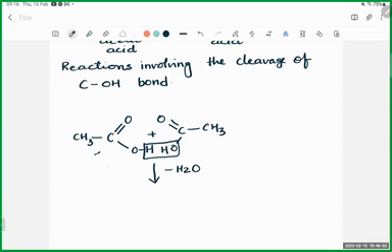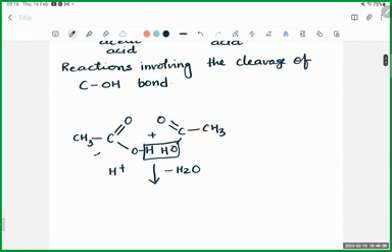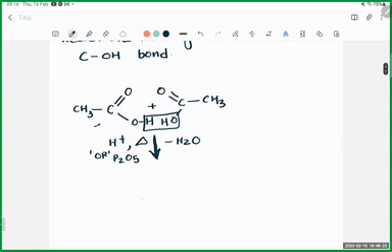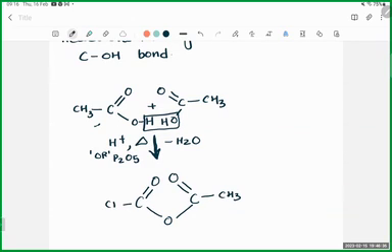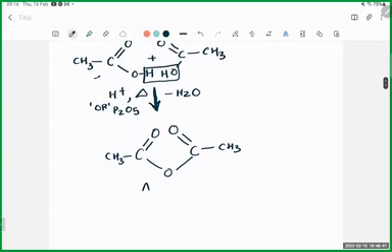Are you able to understand? This happens in the presence of acid. Instead of writing sulfuric acid, I have written H plus. We are heating it in the presence of this. You have another option also: you can take phosphorus pentaoxide. When we treat this compound with this, we get the anhydride: oxygen attached to carbon double bond oxygen, and methyl on both sides. This is called acetic anhydride.